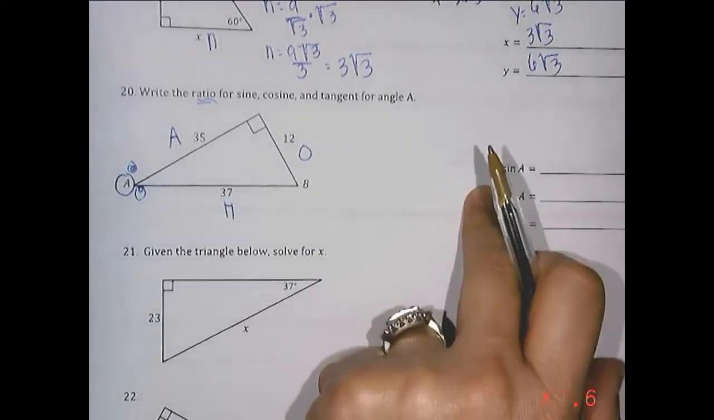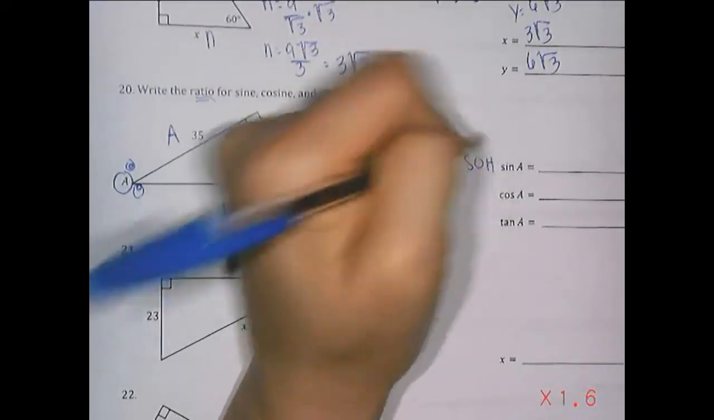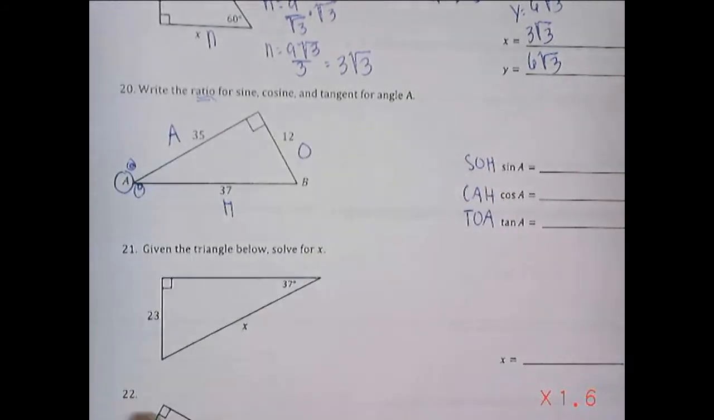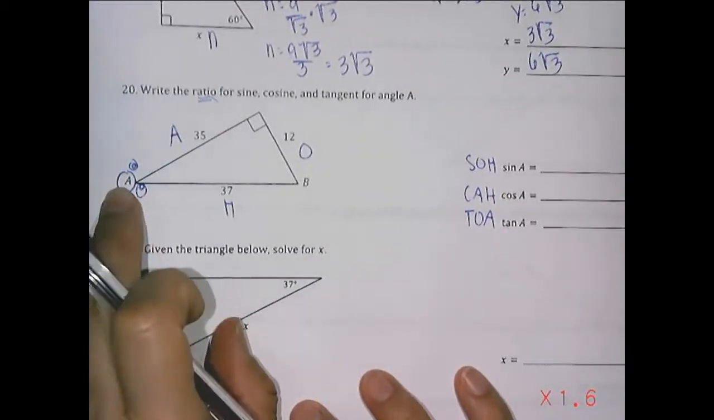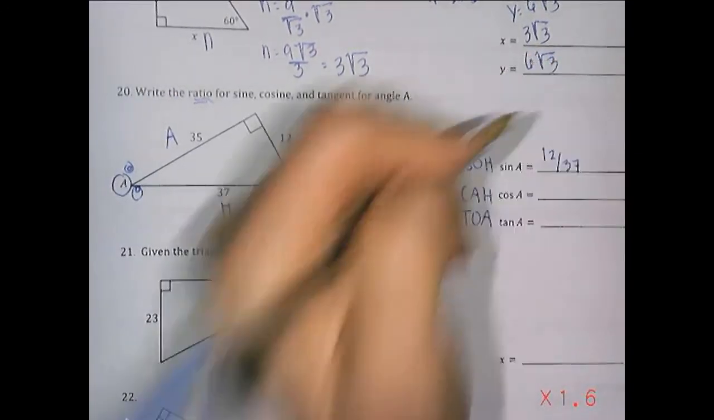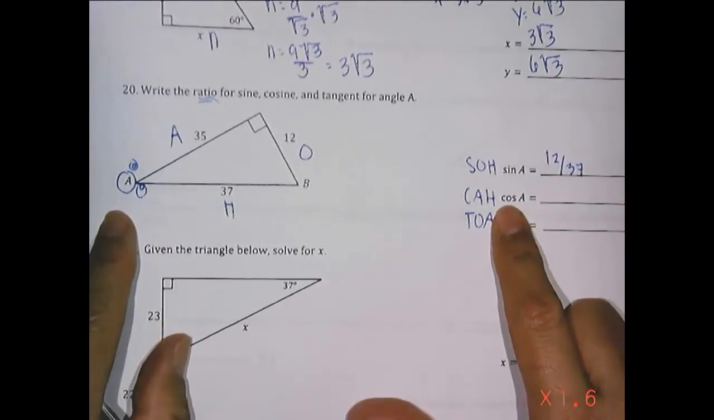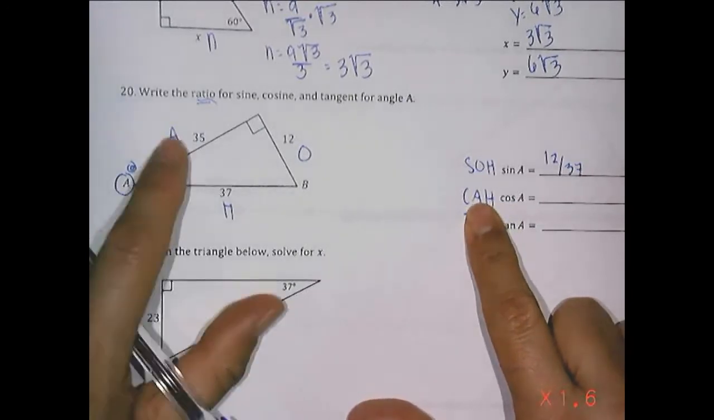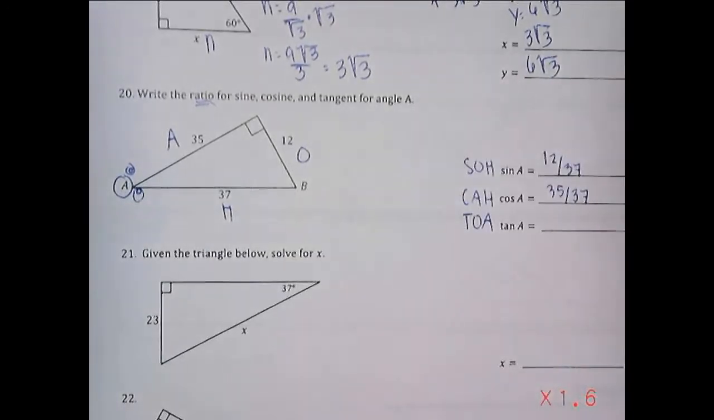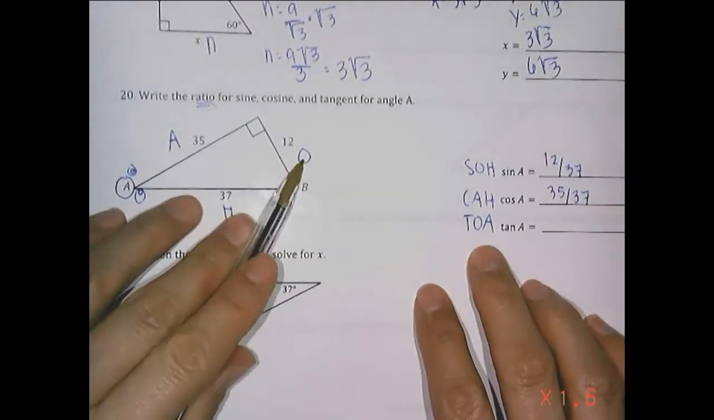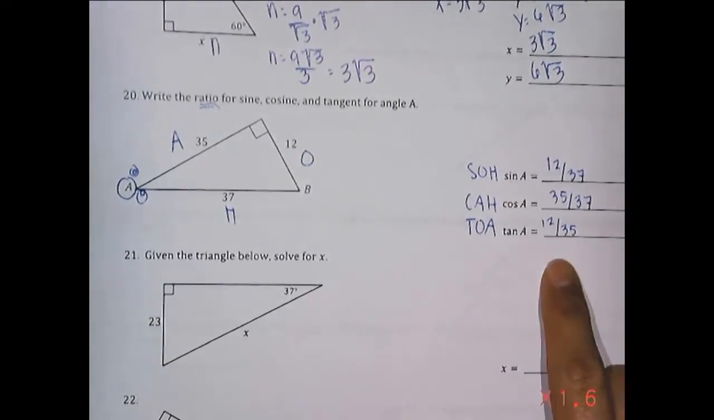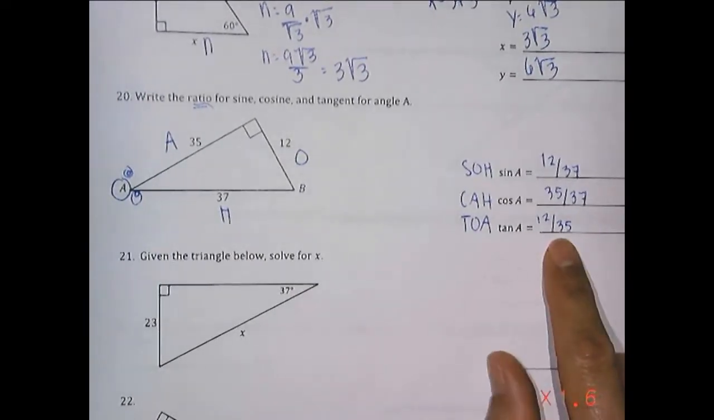Remember, the acronym we use for sine is SO, the acronym we use for cosine is CA, and the acronym we use for tangent is TOA. So for sine, it's going to be opposite over hypotenuse, which is going to be 12 over 37. And then for cosine, it's going to be CA, so adjacent over hypotenuse, 35 over 37. And for tangent, it's going to be opposite over adjacent, so 12 over 35. You're just writing the ratios. None of these can be reduced, so don't worry about reducing them.